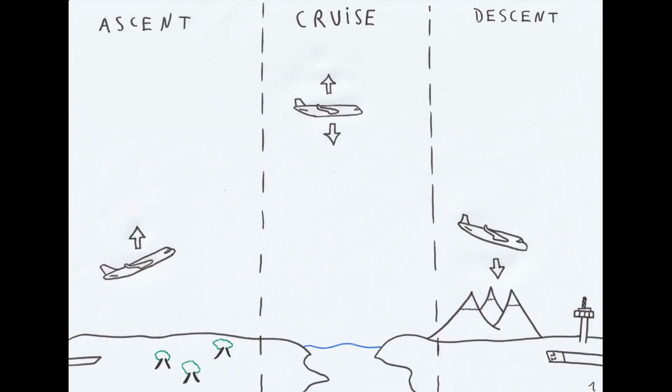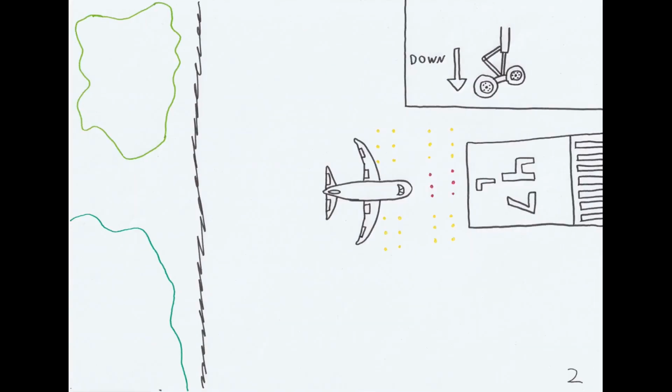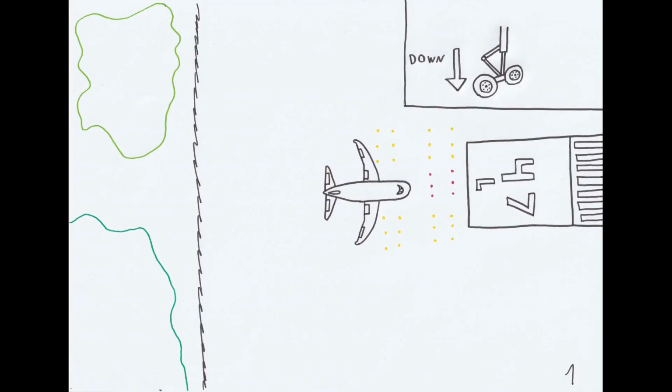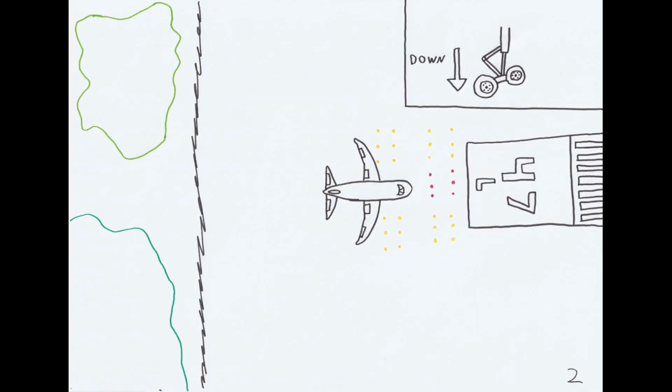The last step of our flight is the landing. Once we have lost enough altitude, we will line up with the runway of our airport of destination, put the landing gear down, and touch down. Our flight is now finished.